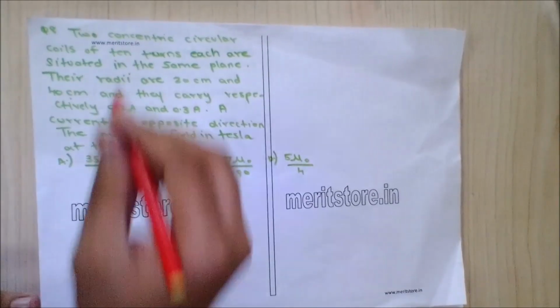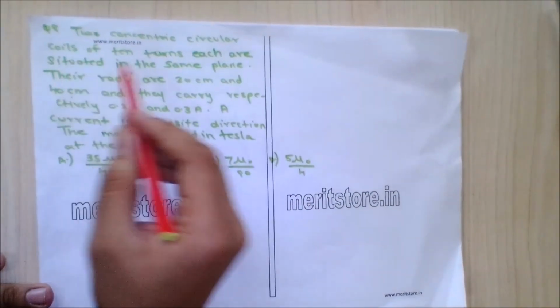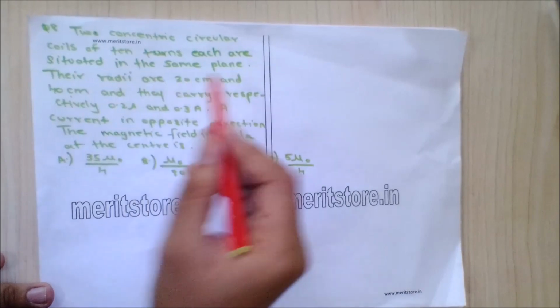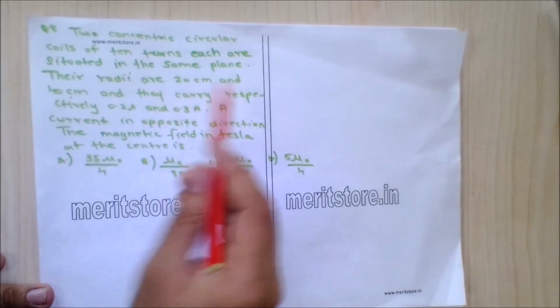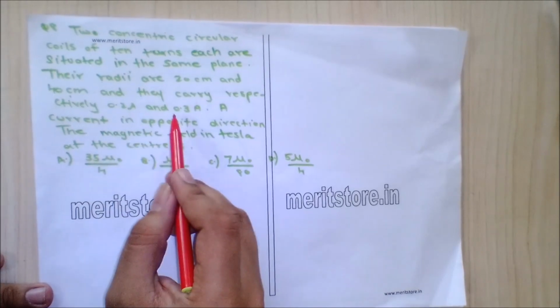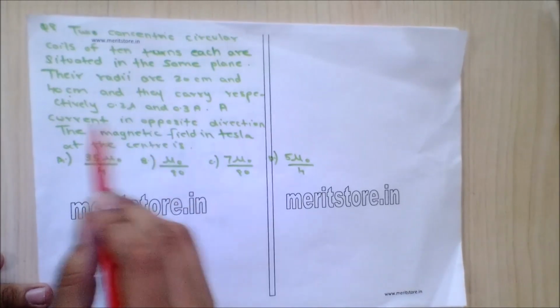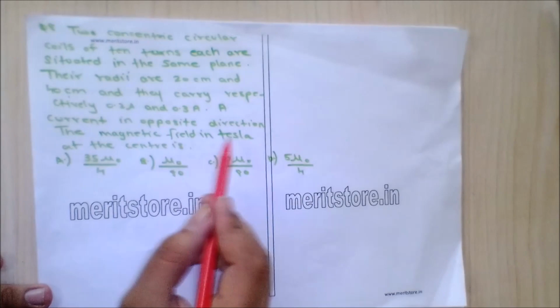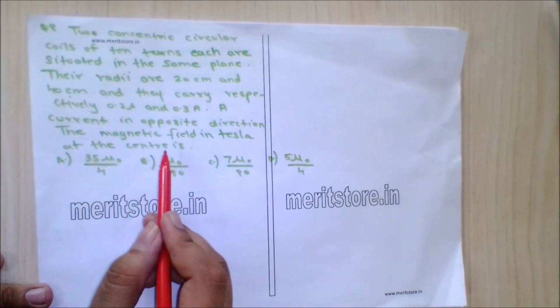Question number 8. Two concentric circular coils of 10 turns each are situated in the same plane. Their radii are 20 cm and 40 cm and they carry currents of 0.2 ampere and 0.3 ampere respectively, in opposite directions. The magnetic field in Tesla at the center is.